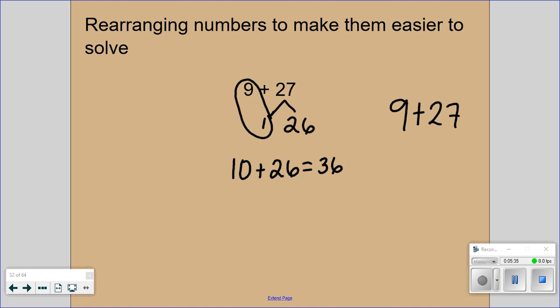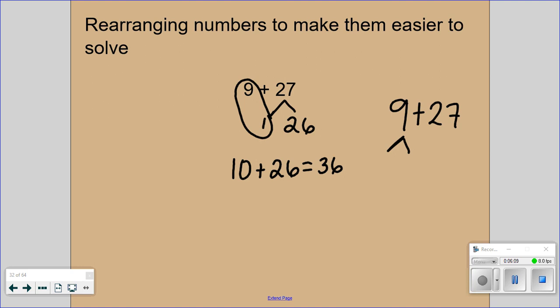Instead of making that 9 a 10, I'm going to make that 27 into a multiple of 10. So when I think about skip counting by 10, the next closest skip count is 30. Is 30 just as easy to add as 10? I think so. So he said, okay, I'm going to turn this 27 into a 30, which means I need to break apart some things from my 9. Brandon, what did you break apart from the 9 to get that 27 to 30?